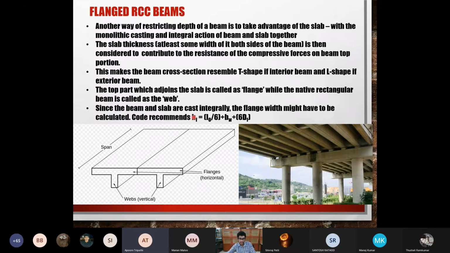Sir, can you repeat the significance of these symbols L0, BW, and DF? Yeah, that's what I told you. L0 means it's the overall length of the beam.